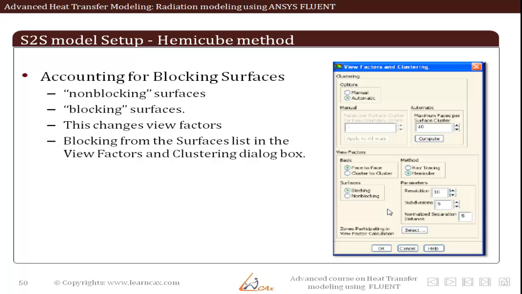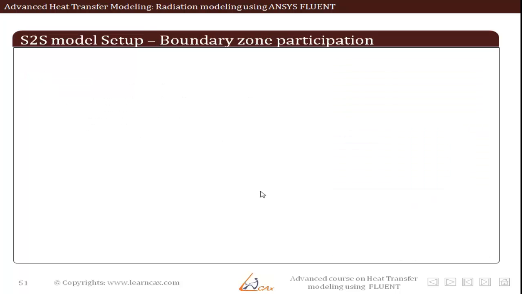For cases with non-blocking surfaces, you can choose either blocking or non-blocking without affecting the accuracy. However, it is better to choose non-blocking for such cases as well, as it takes less time to compute. So for blocking, we need to select blocking if there exist blocking surfaces.